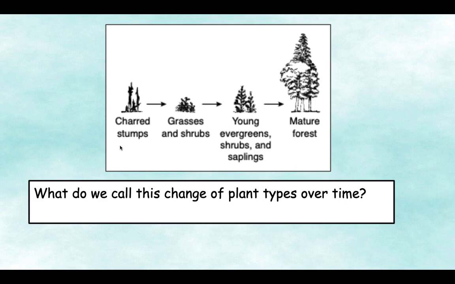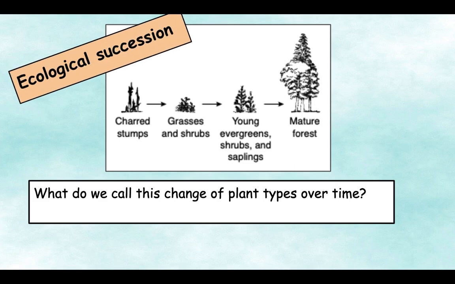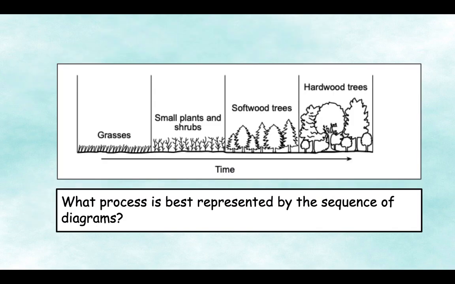We have charred stumps, grasses and shrubs, young evergreen shrubs and saplings, and mature forest. What do we call this change of plant types over time? If you said succession, you are correct. More specifically, ecological succession. And remember, ecology is just the study of interactions that occur among the organisms and their environment. Let's try another one.